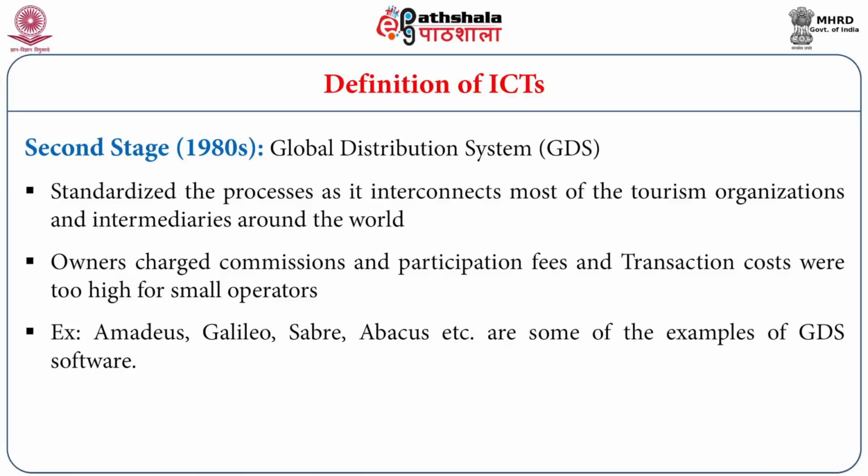So two major differences. One, all the tour operators and airlines were interconnected now, and also in addition to air ticket booking, you can also book car rentals, hotels, or even bus or train bookings. That is the two main differences between the first stage and the second stage. Popular examples of second stage are Amadeus software, Galileo, Sabre, Abacus. There are many more, but these are the most famous softwares related to GDS.